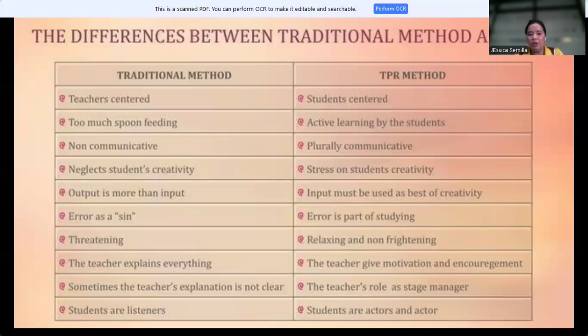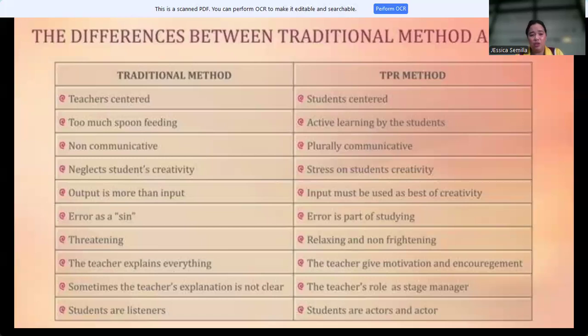On the other hand, for TPR. So in the traditional method, error is a sin, but in TPR, error is part of study. In the traditional method, since it's more teacher-centered, teachers tend to threaten the students to learn something. On the other hand, in TPR, since there are more games, more music, more other activities, they are very relaxing and non-frightening. So in the traditional method, the teacher explains everything. On the other hand, in TPR, the teacher gives motivation and encouragement for the students to follow.